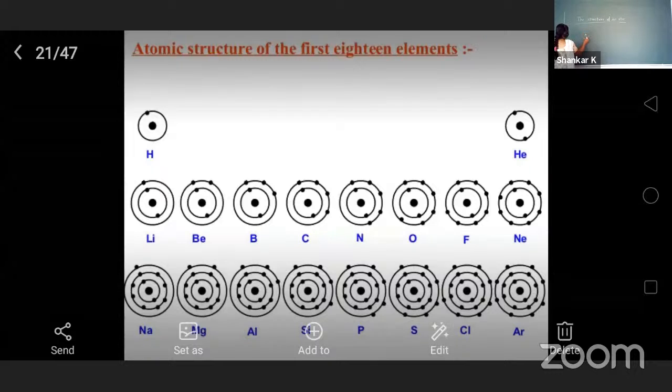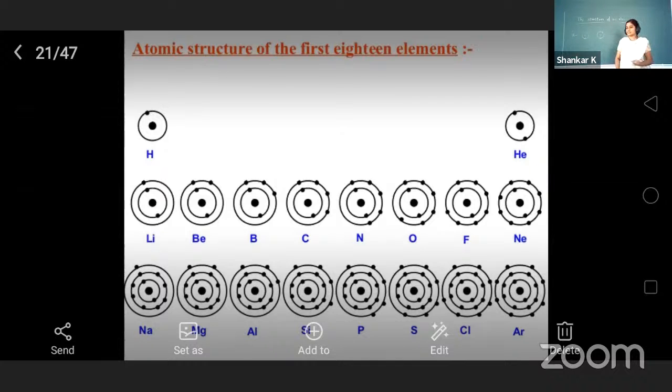Here you see the cells. This is the atom structure. In the first cell, 2 electrons should be present. Hydrogen has how many atomic numbers, friends? It has only 1 atomic number, so I represent only 1 electron in this. Helium has how many, students? Helium has 2 electrons, atomic number 2. That's why I represent 2 electrons here. Atomic number 2 means 2 electrons.